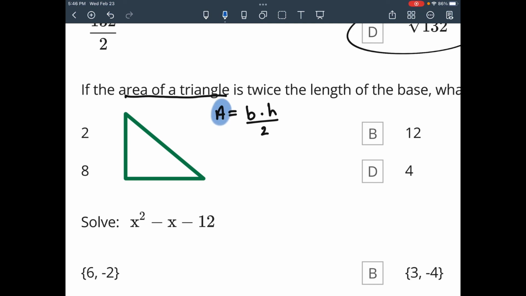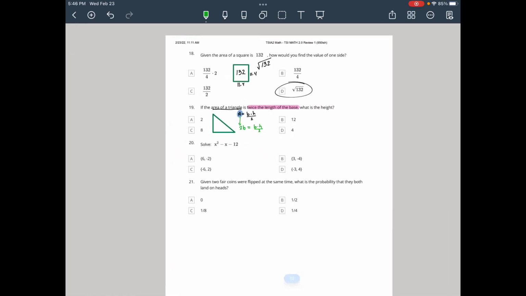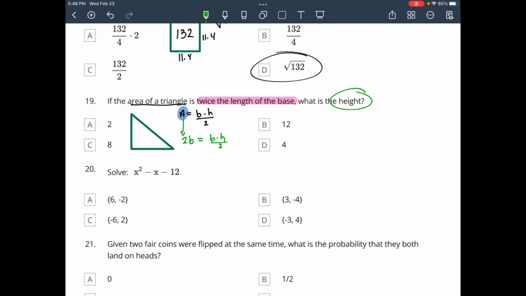The area of a triangle, that's this one right here. What are you going to replace it with? Twice the length of the base. How do you write down twice the base? Well, 2b. So you're going to replace A with 2b. So A is now twice the length of the base, which is 2b, and that's equal to the base times the height over 2. And we're looking for the height, h.